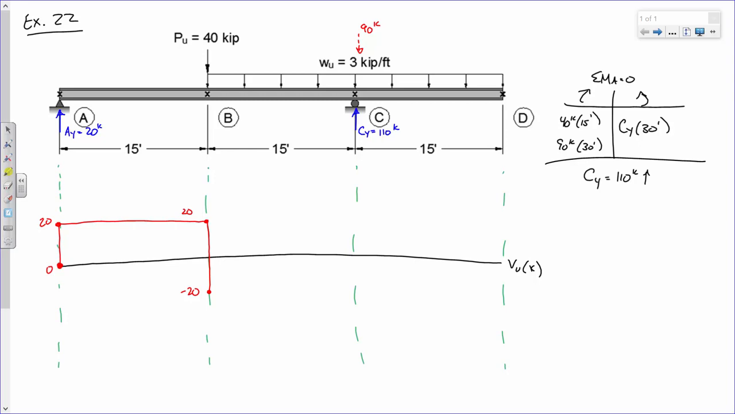What do I do between B and C? What's the shape? Is it a curve? So it's a line, linear. So if I'm at minus 20, how much do I go down? What's the change? 3 times 15 is 45. So if I'm at minus 20, go down 45, what's that put me at? Minus 65. Is that a fair statement? Then I jump up 110, which puts me at 45. And then that's going to bring me down to zero, linear.